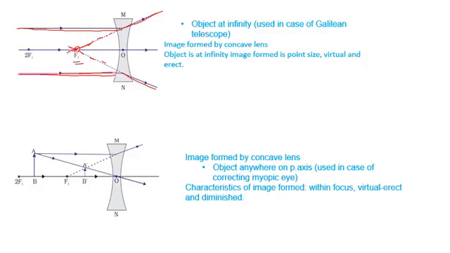Coming to the next diagram of the concave lens. Here we can keep the object anywhere on the principal axis. Here we have kept the object between 2F1 and F1. Two rays are coming from the object. The ray which is parallel to the principal axis deviates after refraction. When it is extended backward, it passes through the focus. Then the other ray is just passing through the optical center.